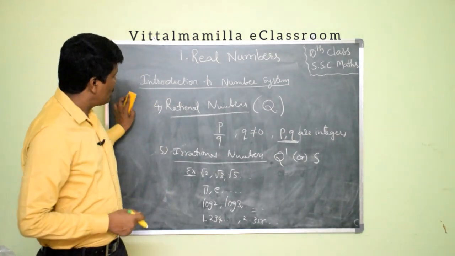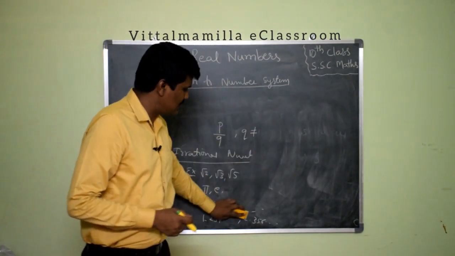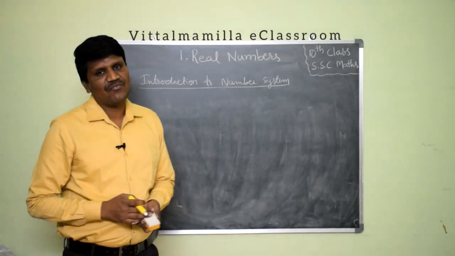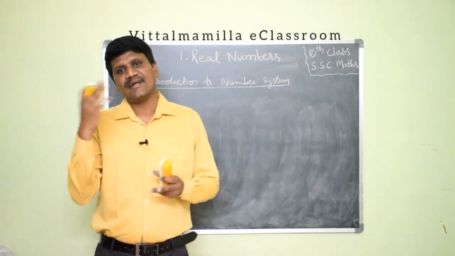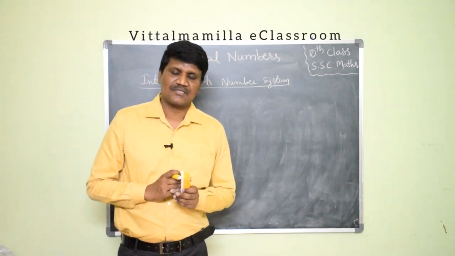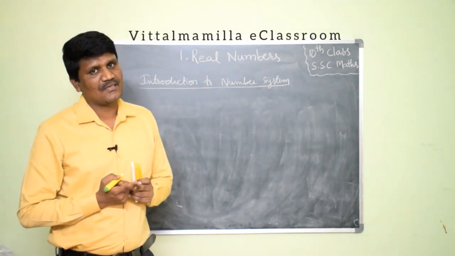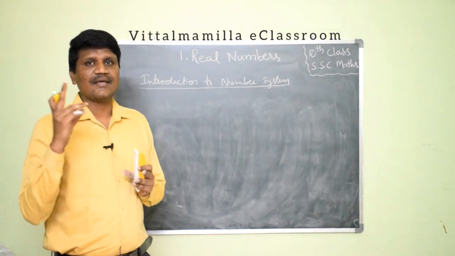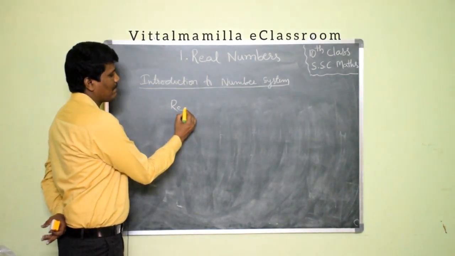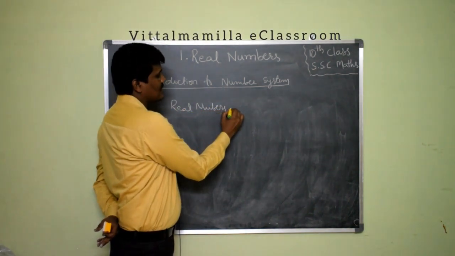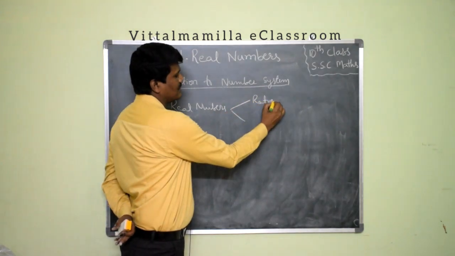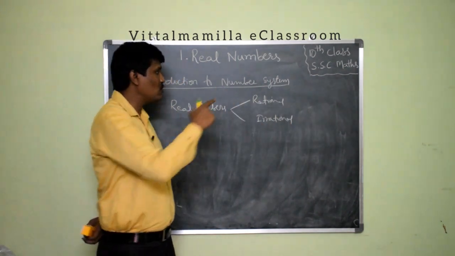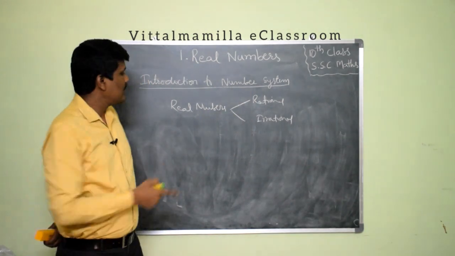Now what are real numbers? Real numbers are nothing but the combination of both put together. Rational numbers and irrational numbers put together are called real numbers. Real numbers are both rational and irrational.